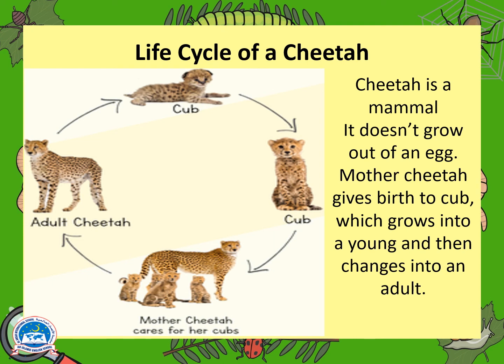It grows and changes into a young cub. A young cub then grows and becomes an adult. And then the adult will again give birth to another cub. And this is how it changes. The life cycle goes on. An adult is called cheetah. The baby is called cub.